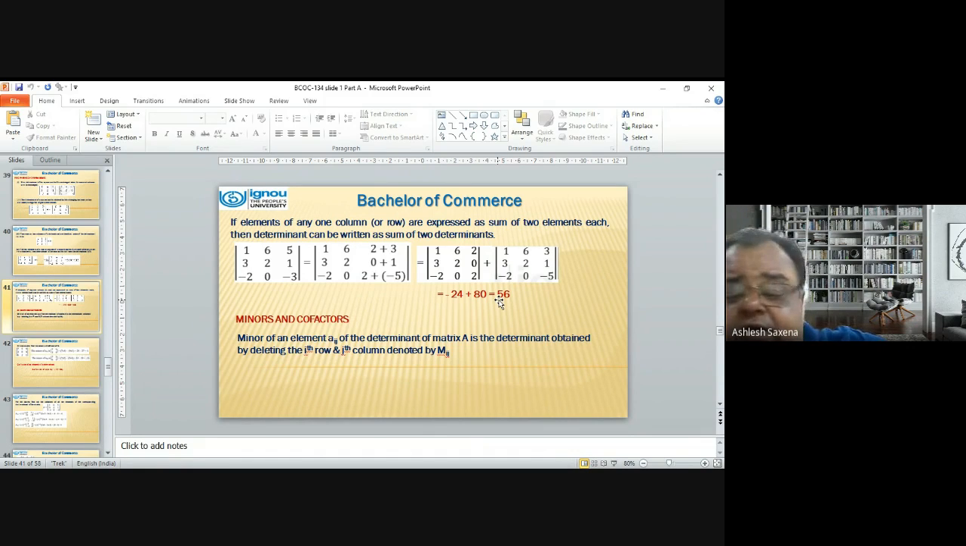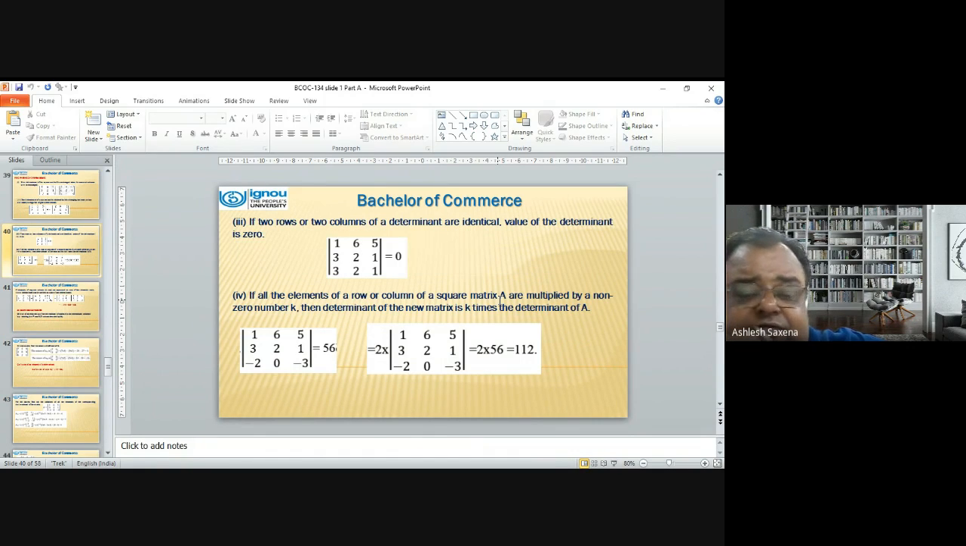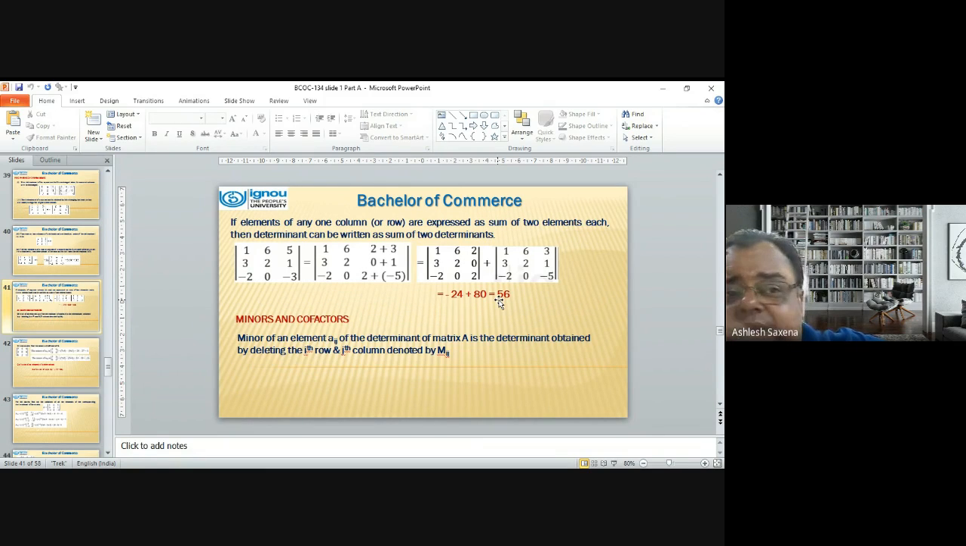What was the original value? The original value was 56. And you are splitting it, it doesn't make any effect. The number of determinants increases, but it doesn't make any change in the determinant value.